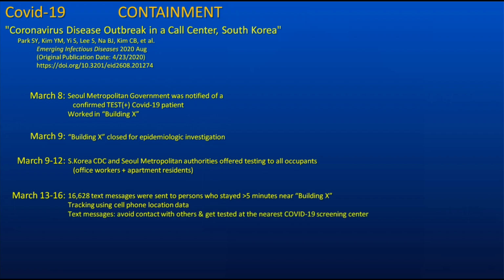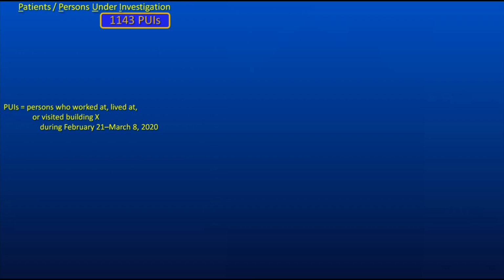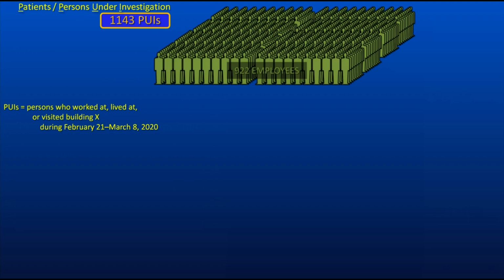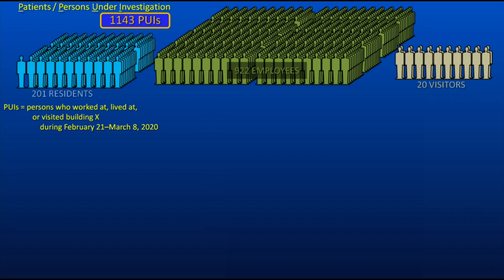The messages instructed the recipients to avoid contact with others and go to the nearest COVID-19 screening center to get tested. PUI, or person or patient under investigation, is defined by the investigators as anyone who lived in, worked at, or simply was visiting Building X during the time period of February 21 to March 8, 2020. They identify 1,143 PUIs, and this number includes 922 office workers, 201 residents, and 20 visitors.